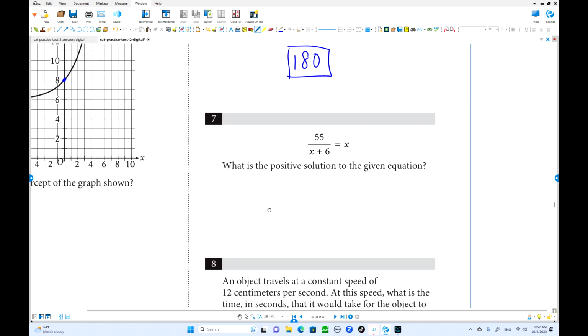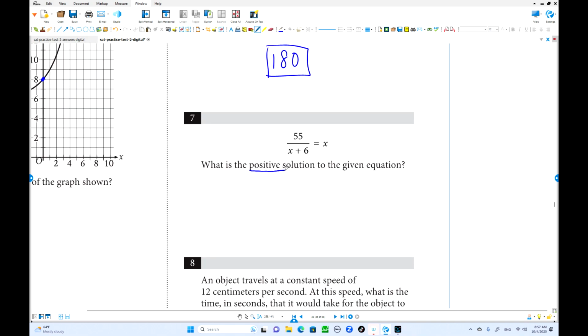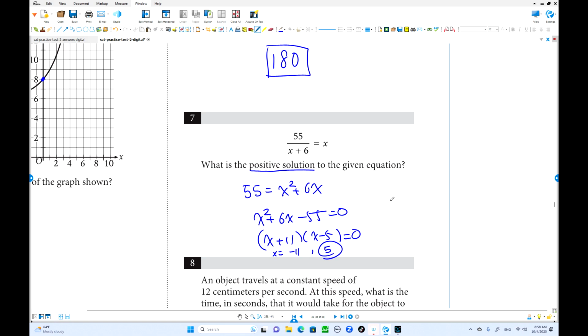Number 7. What is the positive solution? Make sure, okay, that it is a positive solution to the given equation. Times x plus 6 both sides. You got this one: 55 equals x squared plus 6x. This is x squared plus 6x minus 55 equals 0. Okay, you can factor this one. What is that? x plus 11 and x minus 5 equals 0. Okay, that is a factored form. So we have x equals negative 11. The other one is 5. Okay, that is the positive solution. Okay, 5 is the answer.